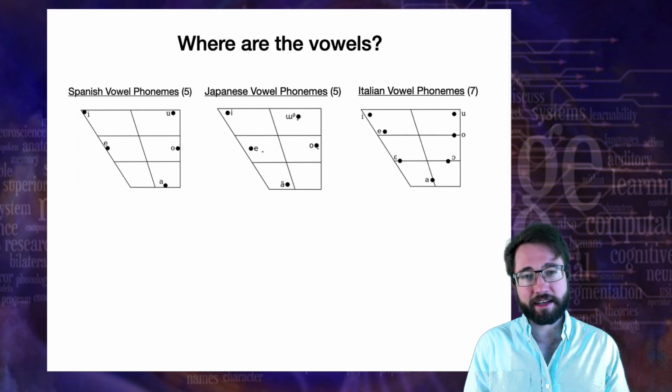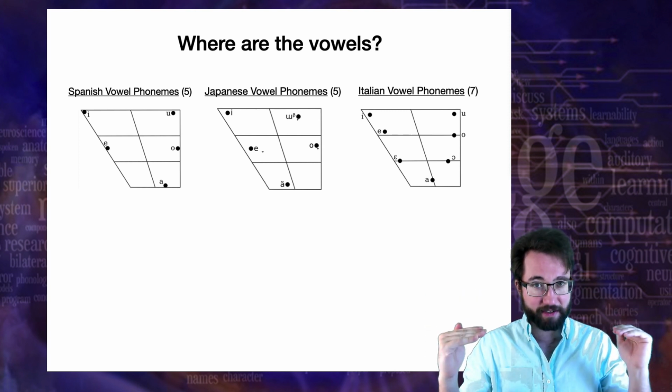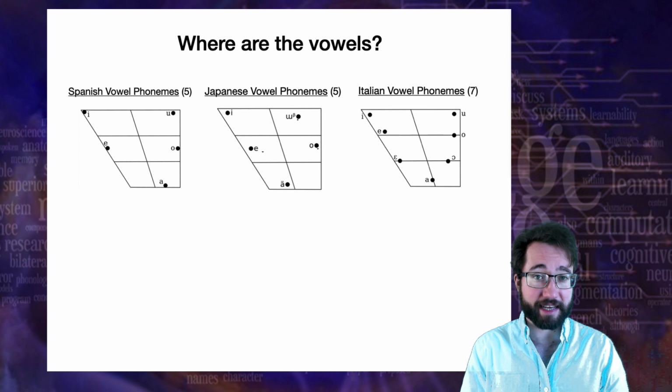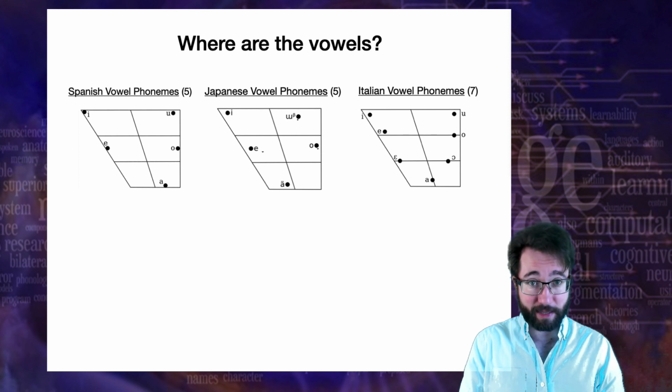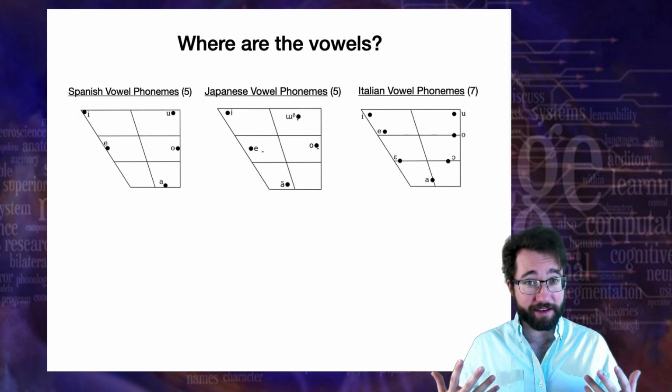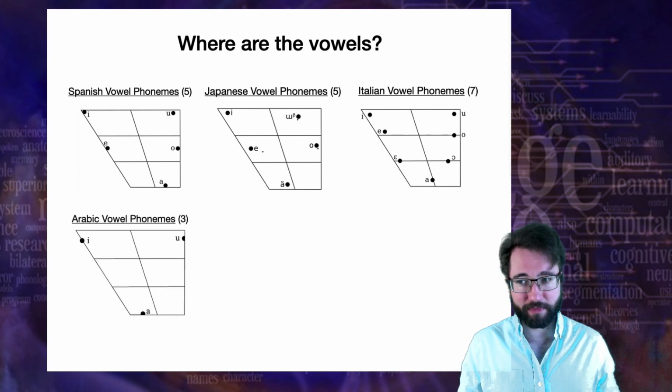Italian is like Spanish, except that it has more distinctions of height in terms of the mid-vowels. So in Italian, you have a distinction of E versus E, which is represented there by the letter E versus the letter epsilon, and also O versus O. This is a 7-vowel language, but clearly a similar structure to the 5-vowel language.